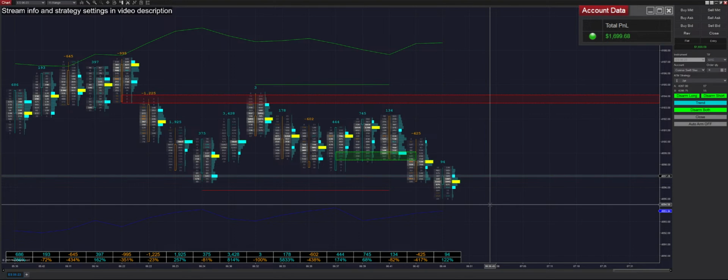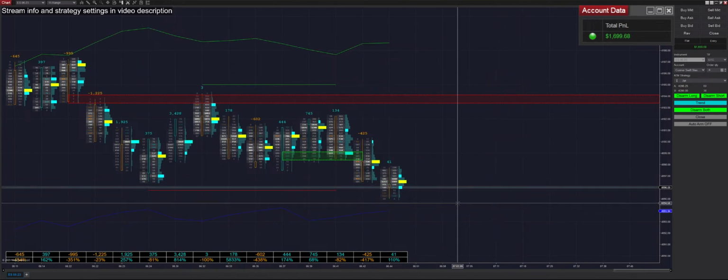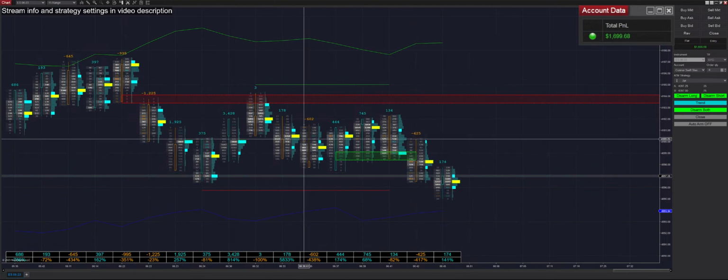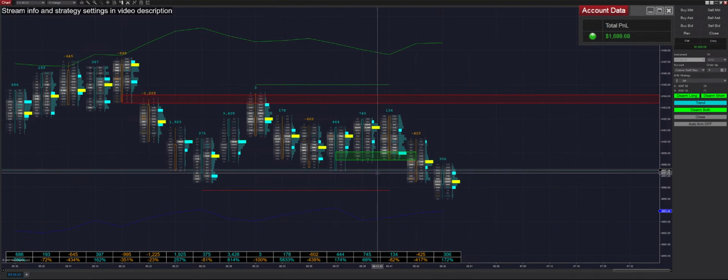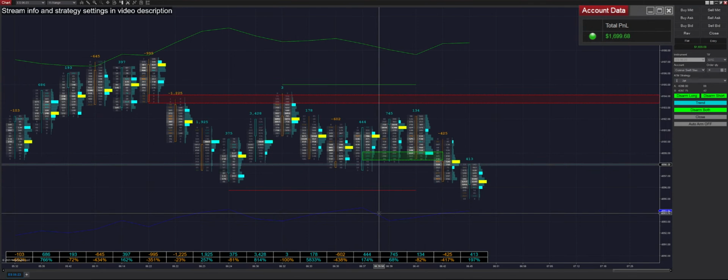Pretty boring day. As you can see, we're getting another pretty uneventful post-open movement. Of course, we got some nice trades here, but not necessarily ideal.